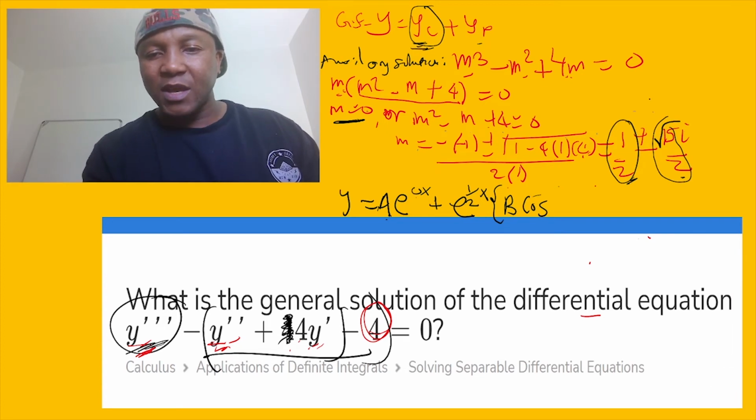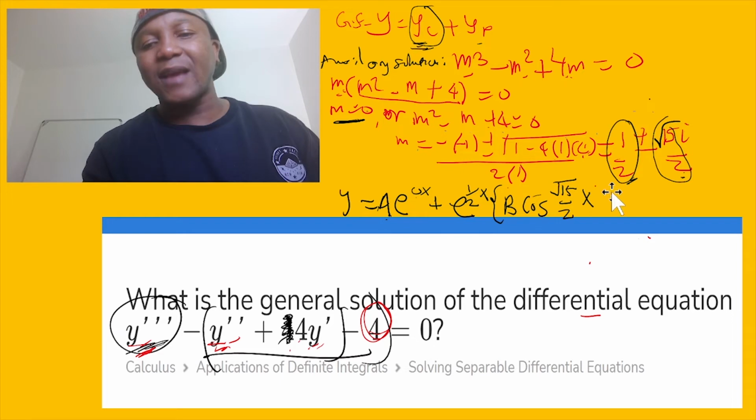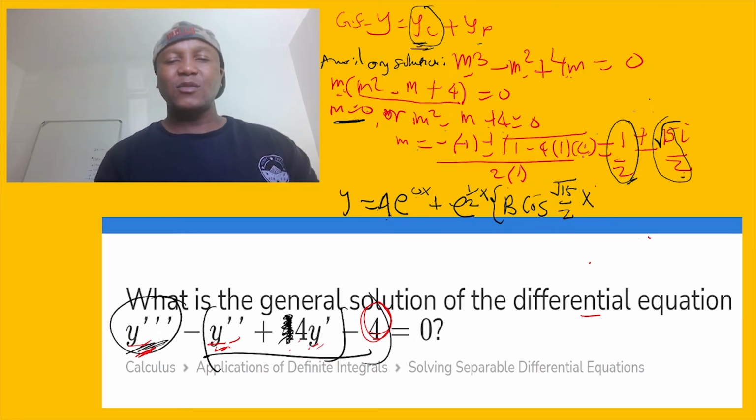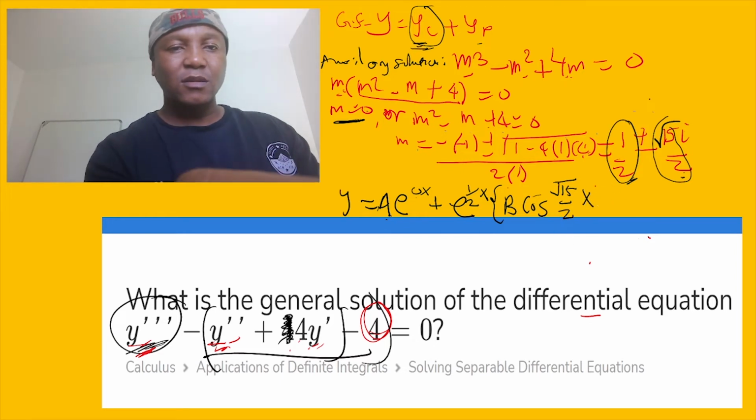I forgot to say, this must be a square root. Cos of the imaginary root, which is the square root of 15 over 2, the imaginary part, and then you write your x. And then you plus.